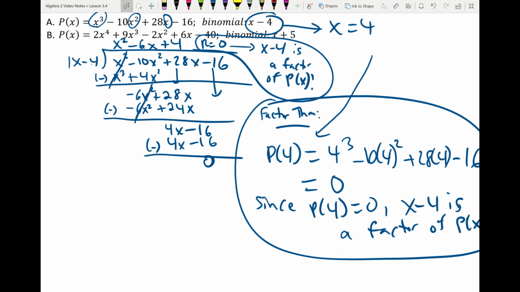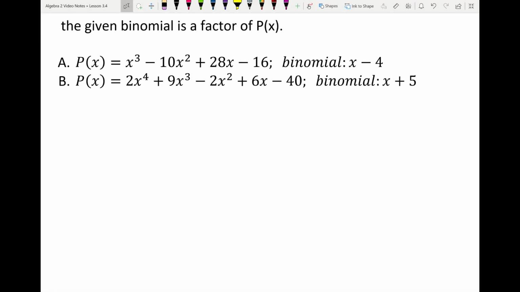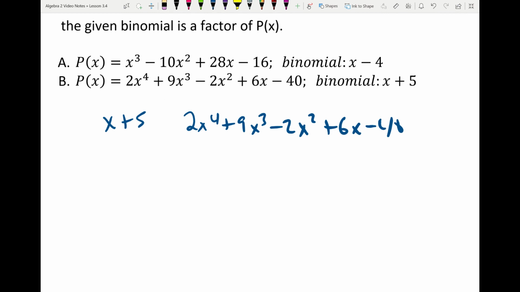All right, so let's go ahead and do part B. So we're going to do x plus 5 divided into 2x to the 4th plus 9x cubed minus 2x squared plus 6x minus 40. Could make this a little smaller. All right, so x goes into 2x to the 4th twice, with 3 x's to make 4.